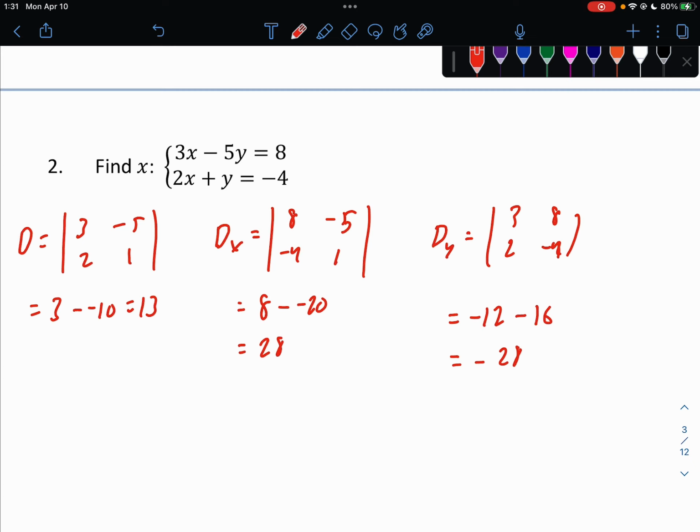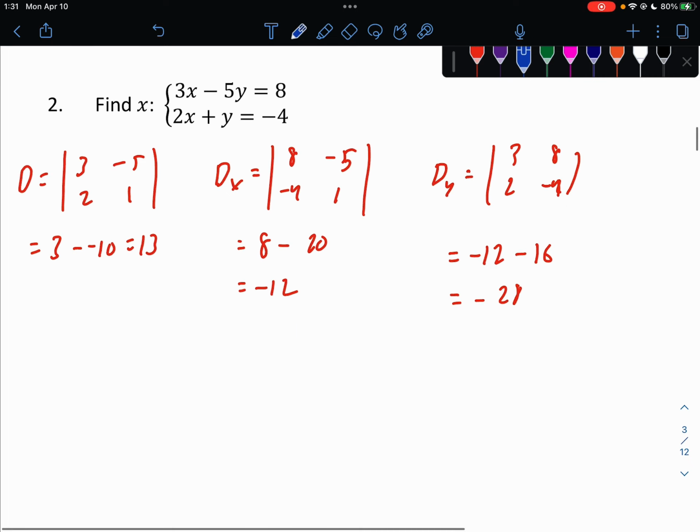Okay, so now to find our, oops, wait a minute, I did some math here wrong. Negative 5 times negative 4 is positive 20. So it should be 8 minus 20, which is negative 12. Sorry about that. Little user error there.